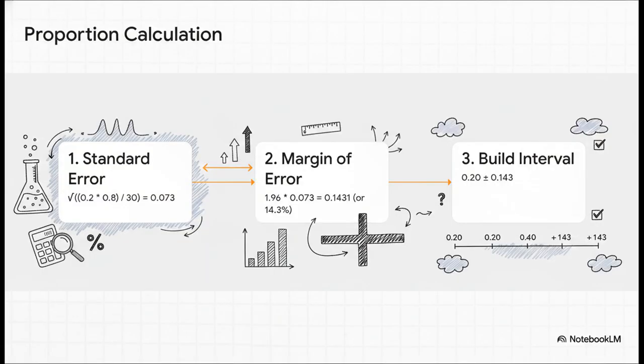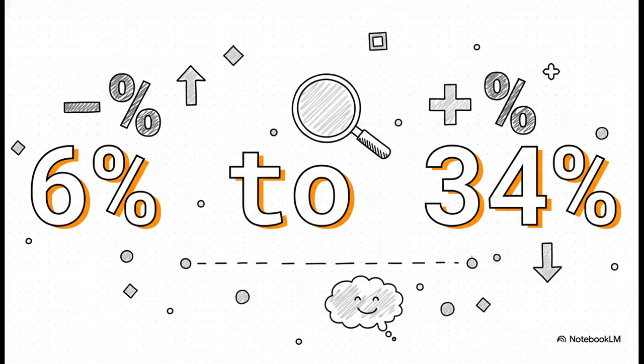First, we tackle that square root part of the formula, the standard error. That comes out to 0.073. Next, we multiply that by our z-score of 1.96 to get our margin of error. That gives us 0.1431, which is basically 14.3%. And for the final step, we take our 20% and add and subtract that 14.3%. Let's do the math. 20% minus 14.3% is about 5.7%, so let's call it 6%. And 20% plus 14.3% is 34.3%. Let's call that 34%. So our range is 6% to 34%, which is option A.